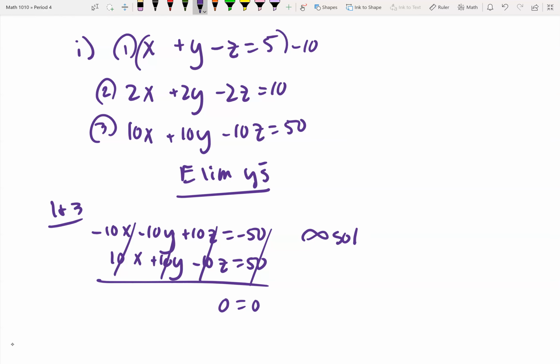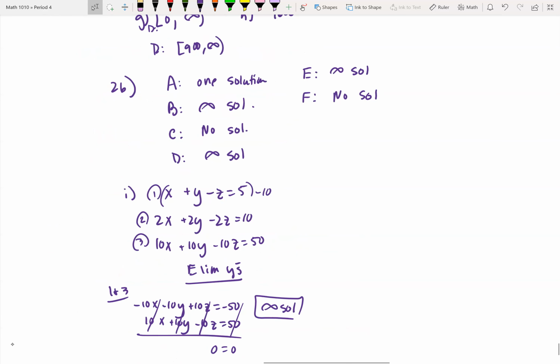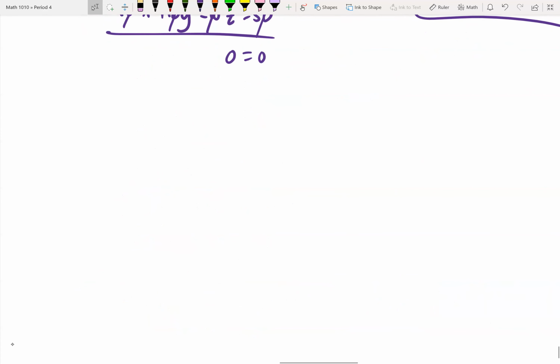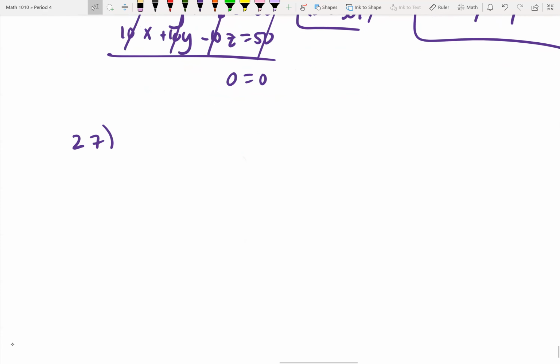That's infinite solutions. Look up above. How many of those are infinite solutions? Well, it was B and D and E. So that's it. It says solve the following of 3 systems, and which of the following represents a system? So that's it. If you need more on 26, just come in and get help, because I'm going to run out of time, or I might try to do it at the end. So fast forward to the end and see if it's there. It depends on how much time this takes.